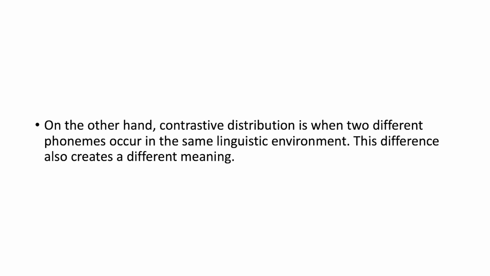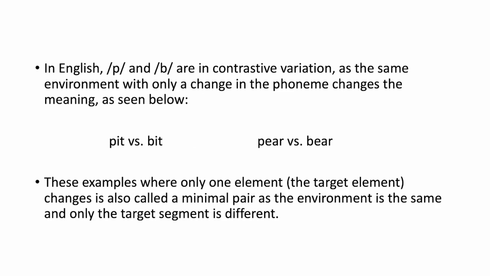So now that we've discussed a little bit about complementary distribution, let's see what contrastive distribution is. Contrastive distribution is, on the other hand, when two different phonemes occur in the same linguistic environment. So this difference also creates a different meaning. Again, an example in English would be the P and the B, which are in contrastive variation because the same environment, which I will explain a little bit later, with only the phoneme change of either P or B changes the whole meaning of the word.